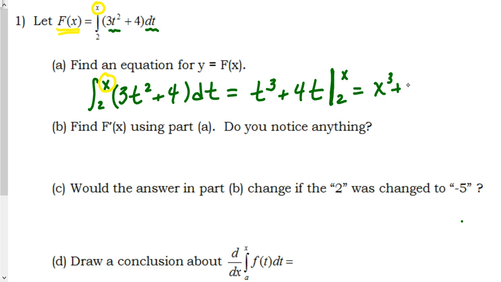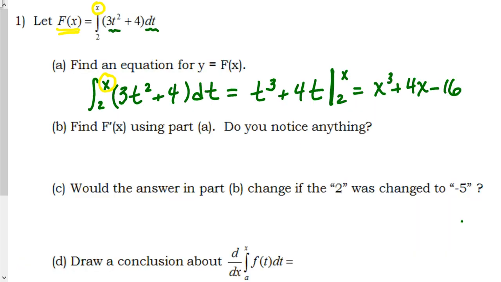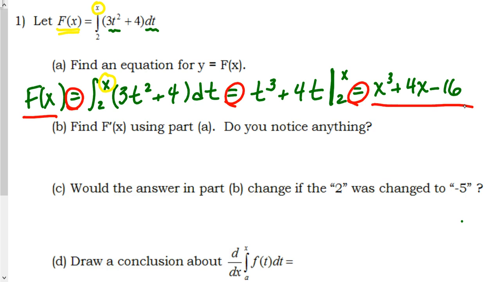So x to the third plus 4x, and then I'd subtract. So if I put a 2 in here, let's say it's 8 plus 16. So minus 16, the minus because this theorem has subtraction. Okay, so great, that is a nice equation. This is indeed called f of x. So you can see through all of my links here, all these things are equal. So capital F of x is equal to that.